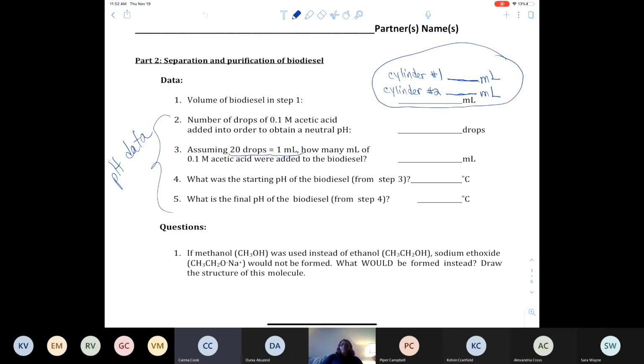Now that we're back in the general meeting room, the data that we collected for lines 1 through 5, what was the volume of biodiesel in the first graduated cylinder? You should have this written down on your data sheet. You should have watched the video. What is the volume of the biodiesel in the first cylinder? Cylinder number 1.